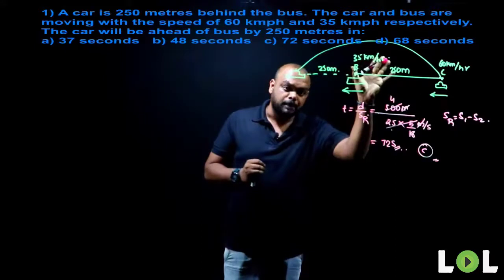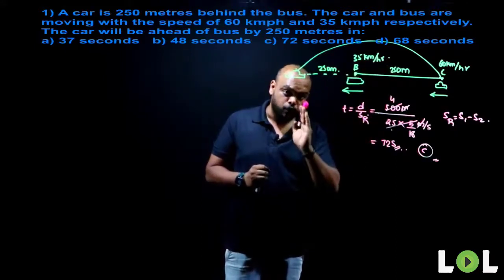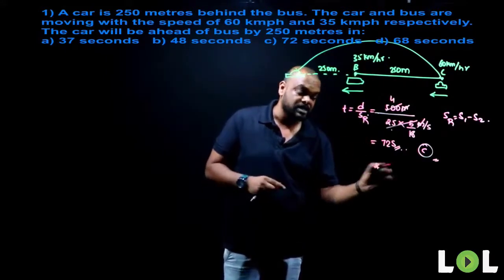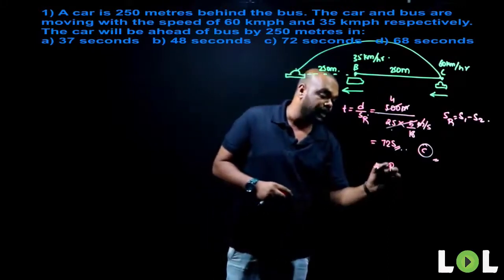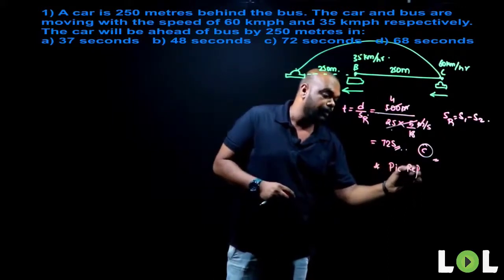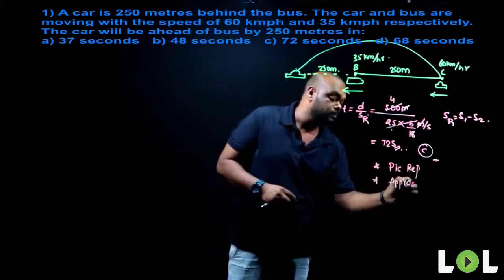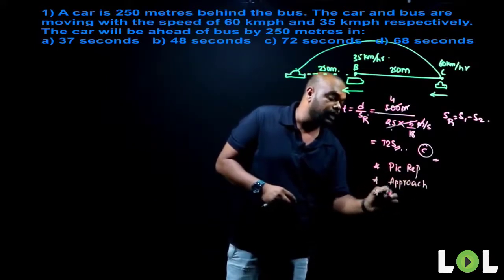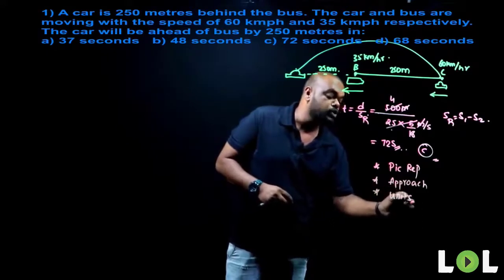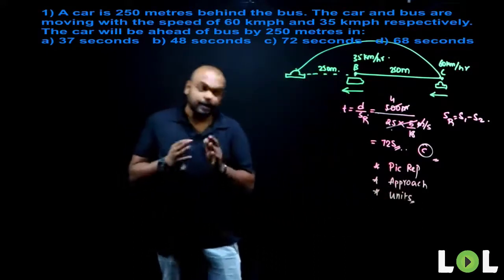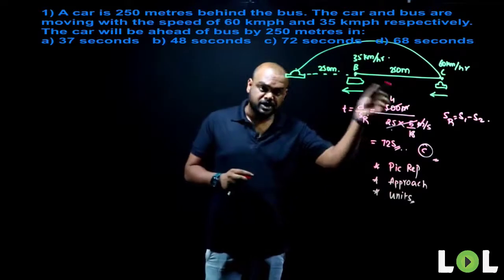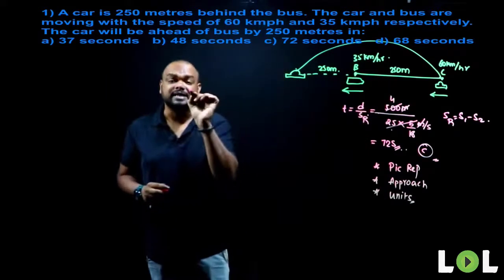Look, pictorial representation. The second step is approach. As I told you, in time, speed and distance, you have three points. One is pictorial representation. The second point is approach, which means where do you start from. And the third point is units. These two are most crucial when you're dealing with problems based on relative speed.